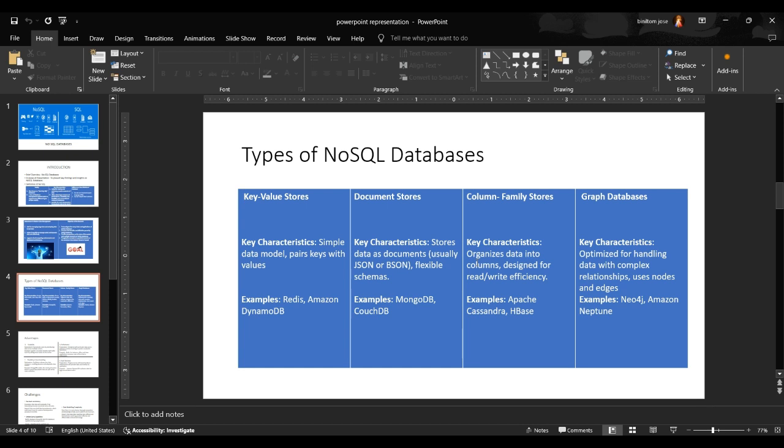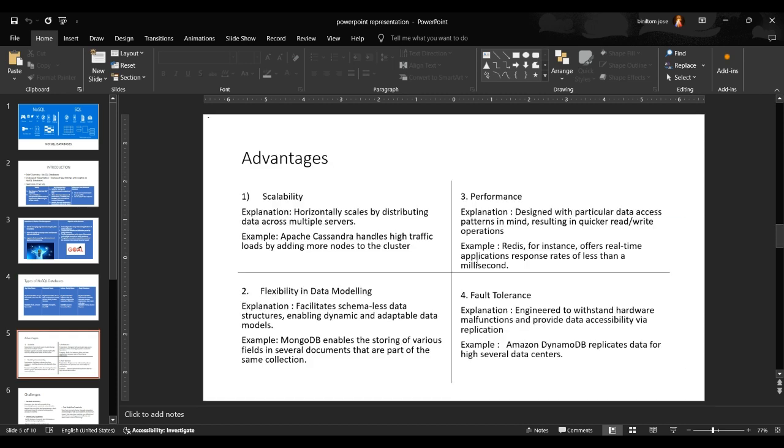Then the graph databases. The key characteristic is it is optimized for handling data with complex relationships, and it uses nodes and edges. The examples are Neo4j and Amazon Neptune.